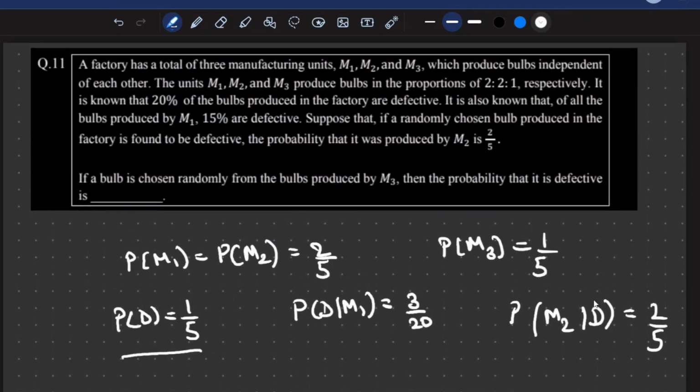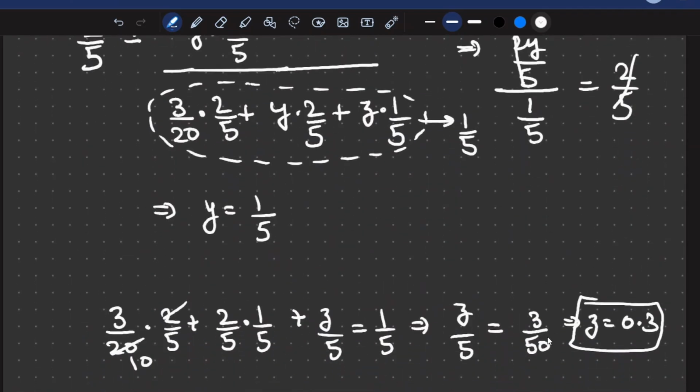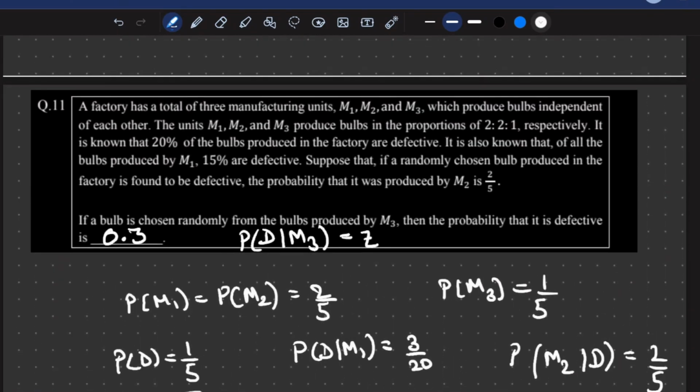So what we have to find is if a bulb is chosen randomly from the bulbs produced by M3, then we have to find that it is defective. So that is probability of defective given M3, right? Which is Z, which we found just now. And the value of Z is 0.3. So this question is also done. So this was the entire approach. I'll see you in the next video. Bye bye.